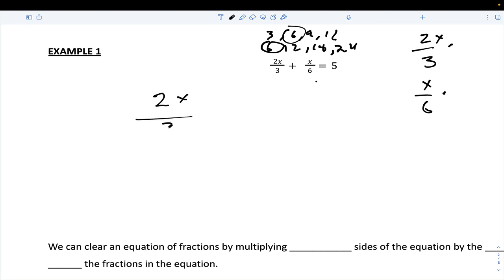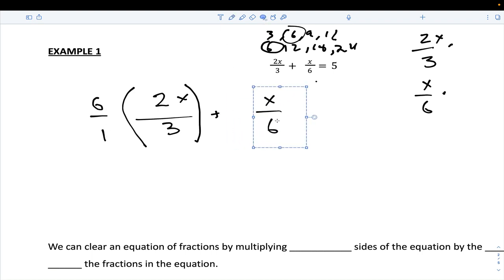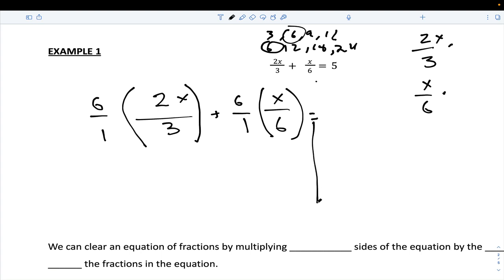Here's how I'm going to set it up. We're going to make it nice and neat for this one, and I'm going to show you what it would look like. On the left side, I'm going to multiply 2x over 3 by 6 over 1. And I'm going to multiply x over 6 by 6 over 1. In an equation, you can multiply anything you want on the left side, as long as you also do it to the right. So I can legally multiply this by 6, just because it's an equation. But I have to make sure the 5 is also multiplied by a 6 on the right side.